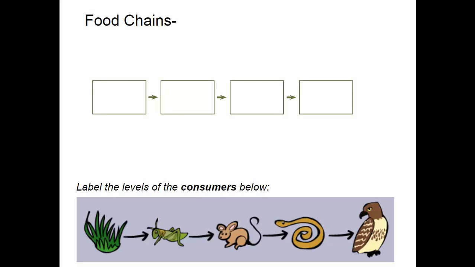So have you guys ever used food chains before? Yes. All right. Food chains and food webs. A food chain shows, basically in an ecosystem, what we call the flow of energy. How does energy go from one organism to another to another?